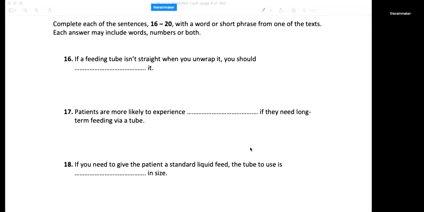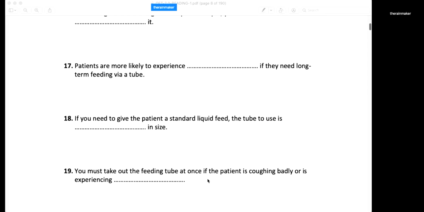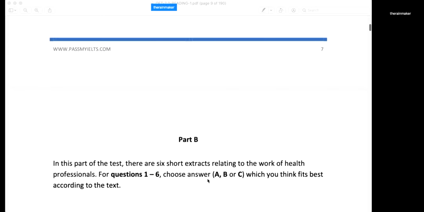The art or the ease with which you find answers depends on how well you have generalized things above. If you have not generalized it well, you're going to suffer. If you need to give the patient a standard liquid feed, the tube to use is blah, blah, blah in size. Oh my goodness, there are only 2 paragraphs that have numbers. One has pH, the other one, this is also type. This is also going to come in part B, isn't it? Size, that means number, right? Done. Part A finished.